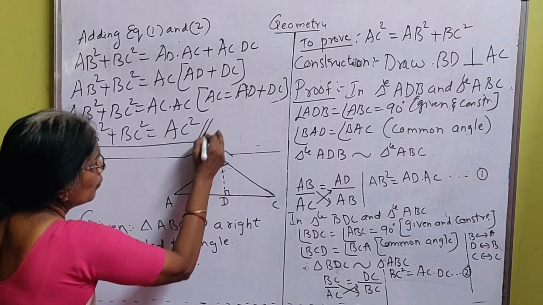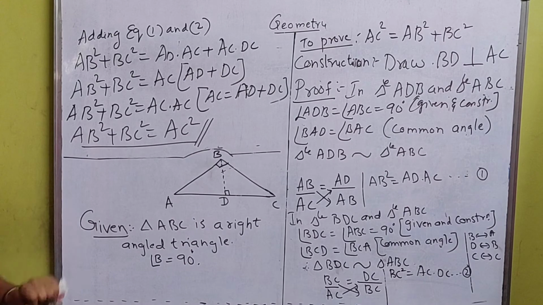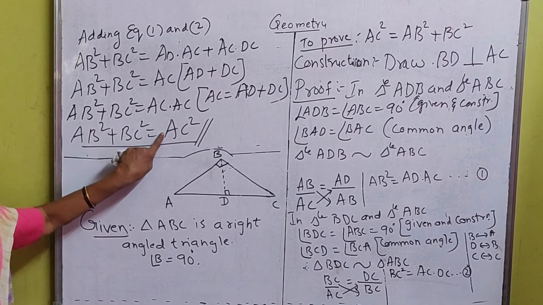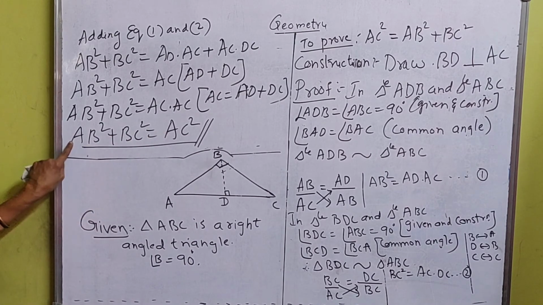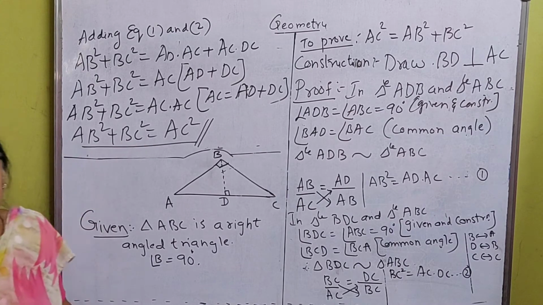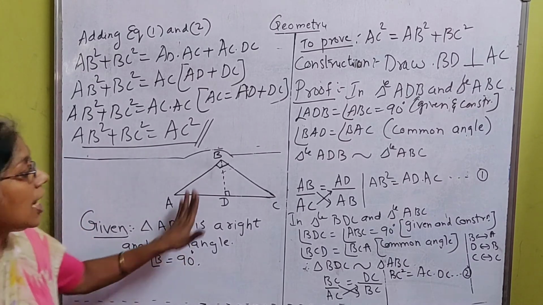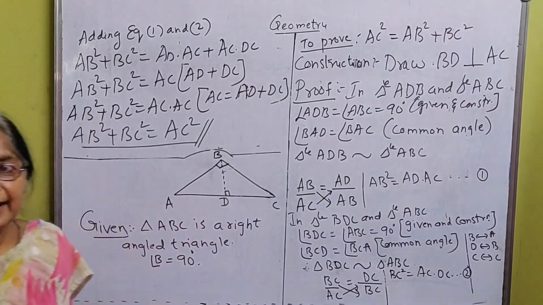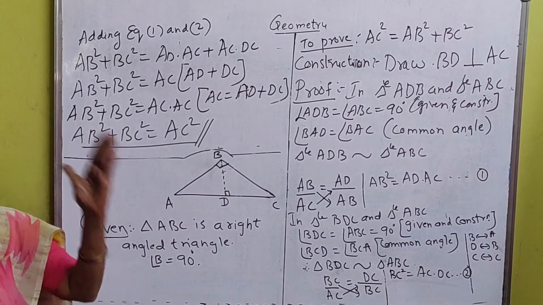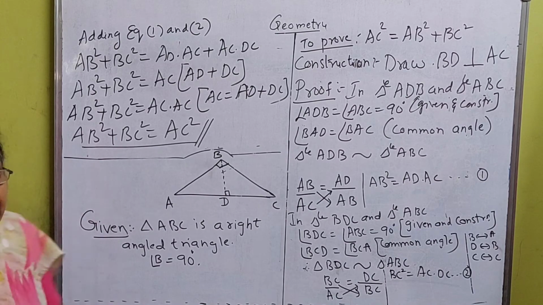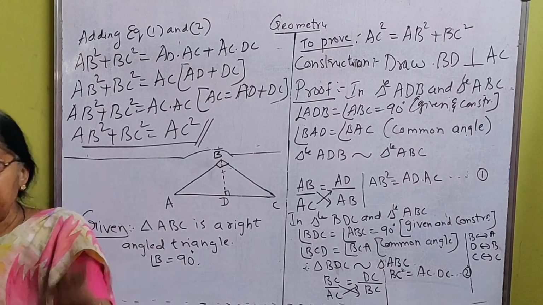Hence you have proved your theorem. What does the theorem say? Hypotenuse square is equal to sum of the squares of the remaining two sides. So AB square plus BC square is equal to AC square. You have proved the theorem once again. I will explain it in full. The statement, you already know the statement, but I will repeat the statement.